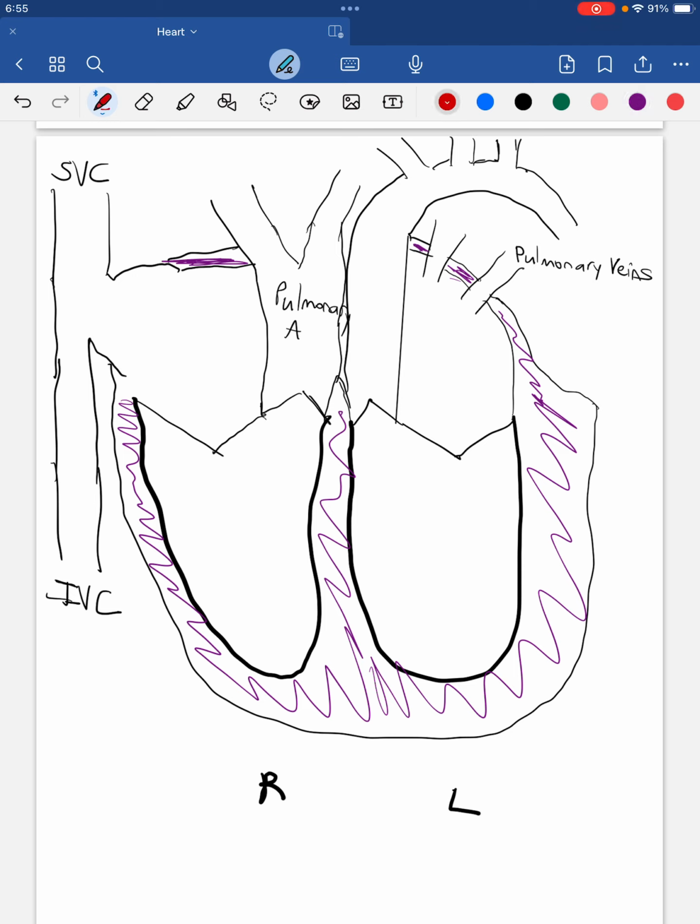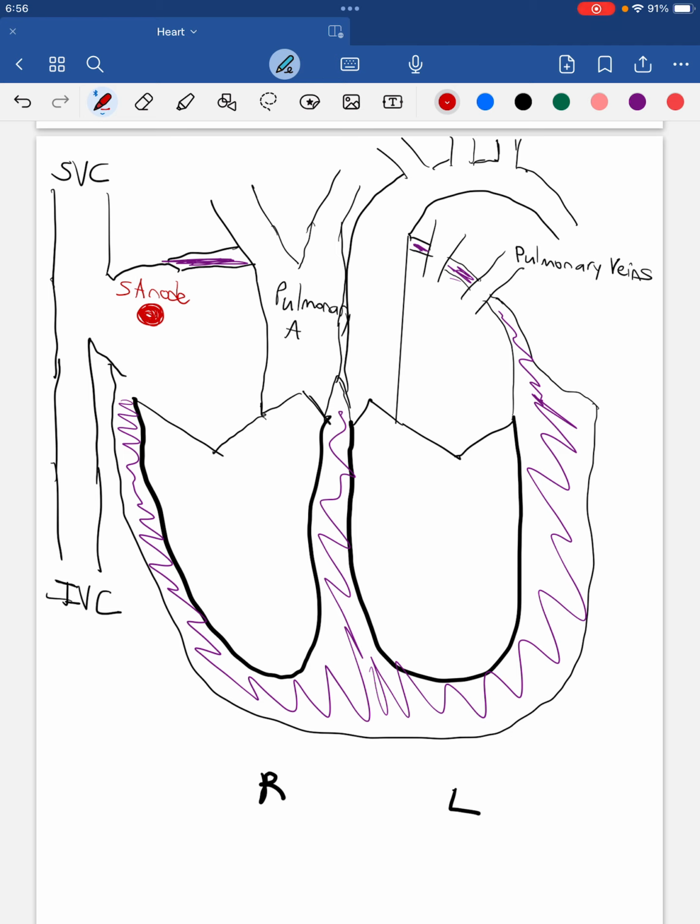So we start in the right atrium, in this little area here. This is known as the sinoatrial node, or SA node. This is known as the pacemaker of the heart. These are the nodal cells that I talk about in the PowerPoint recording when I talk about heart muscle contraction. So, SA node.